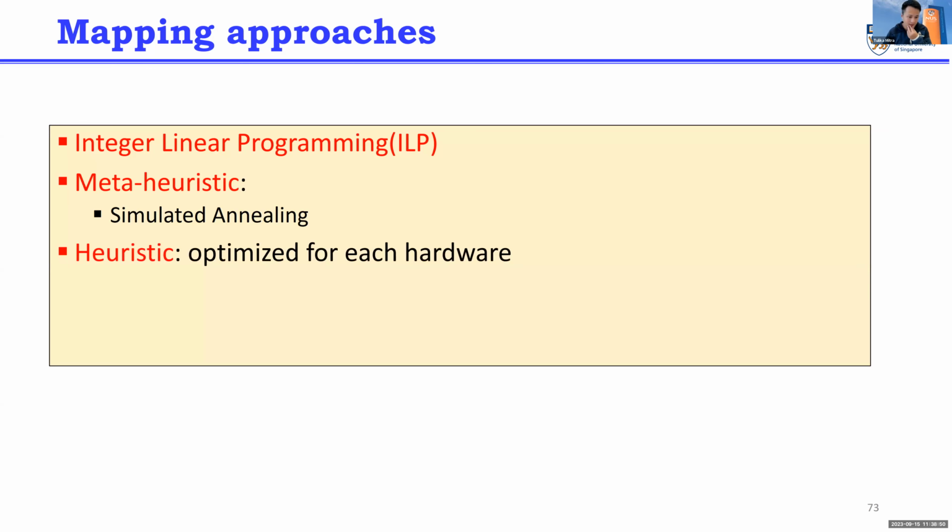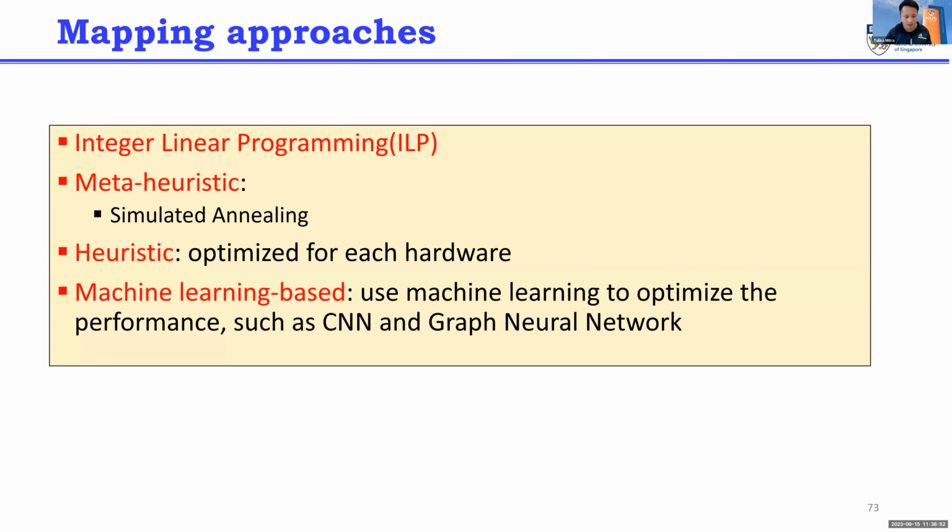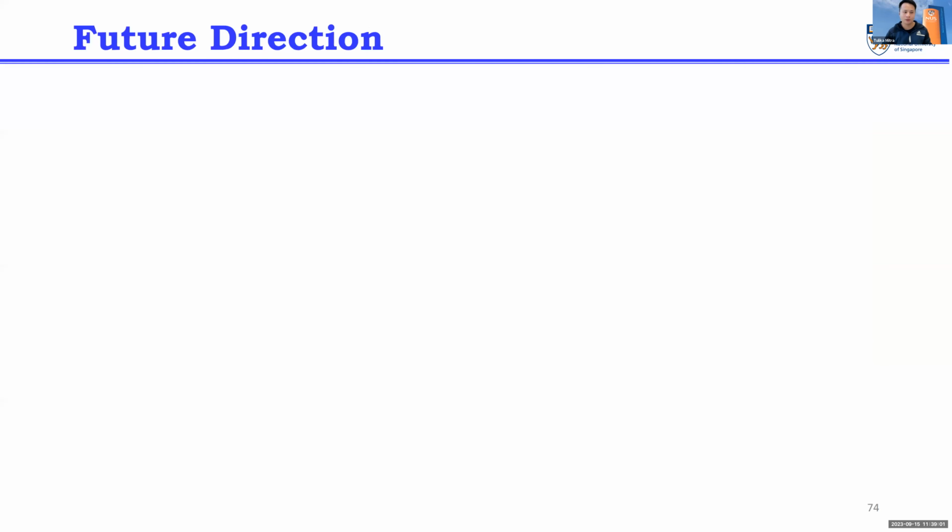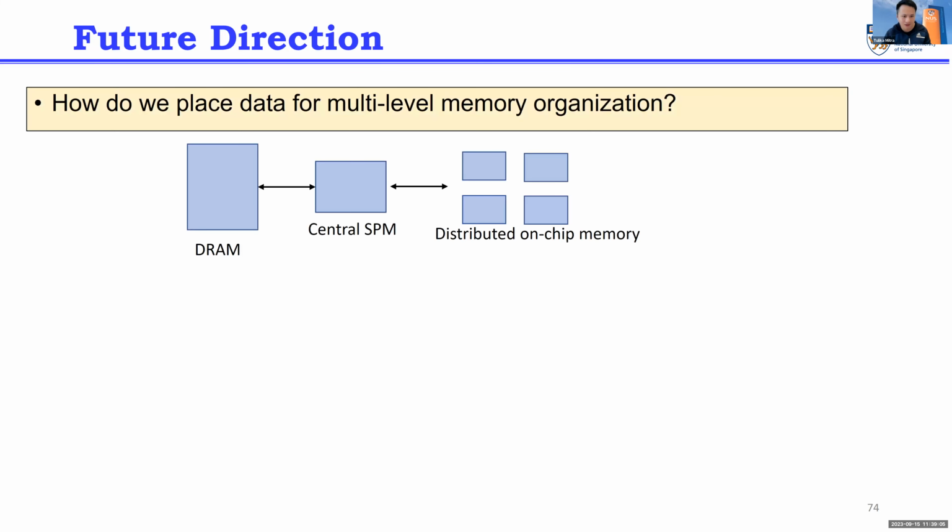And the heuristic one, it's optimized for each hardware. And machine learning based, like we say, graph neural network, there are also some work based on reinforcement learning or convolutional neural network. Also, we propose here some future directions. If you are interested, feel free to discuss with us, and maybe we can explore together.